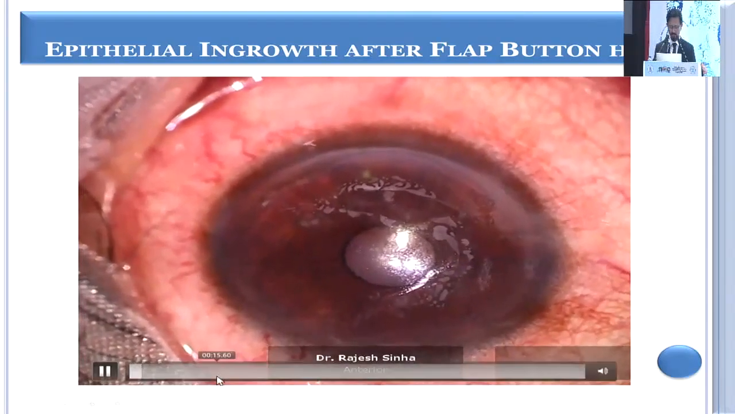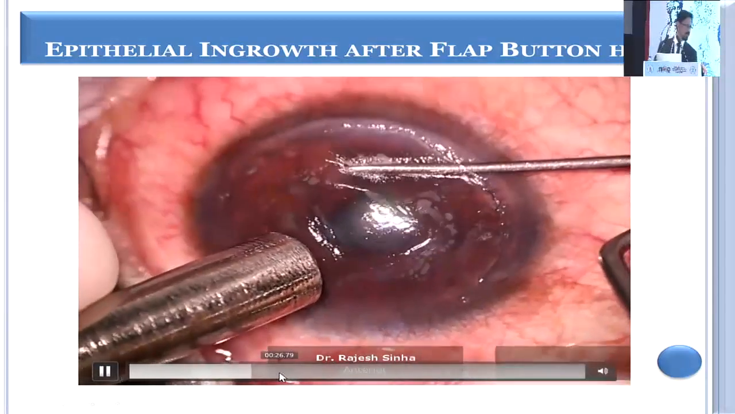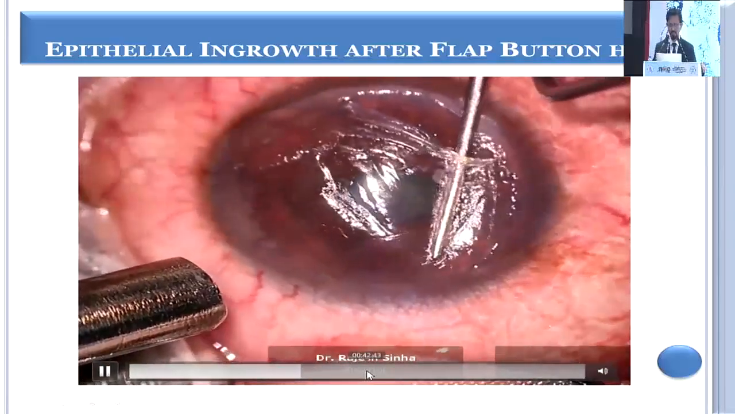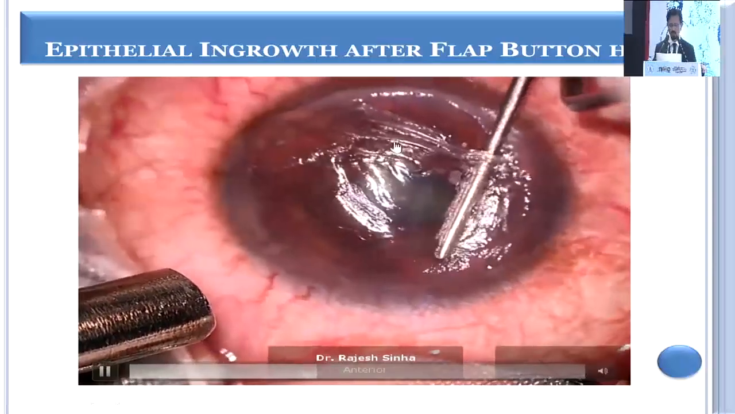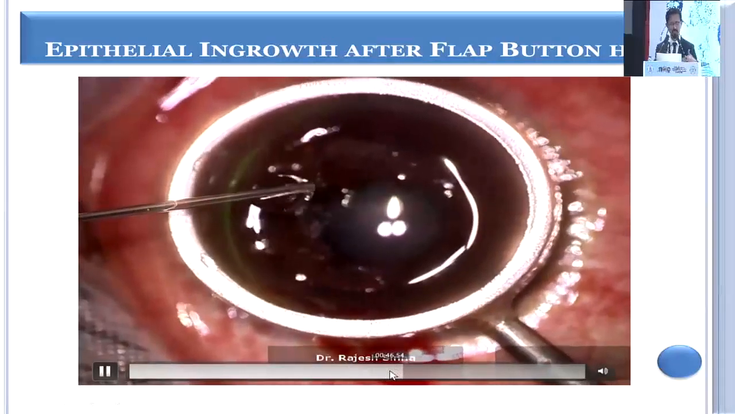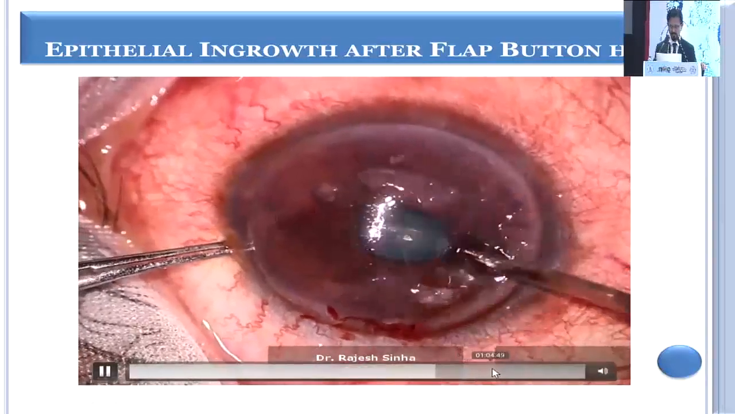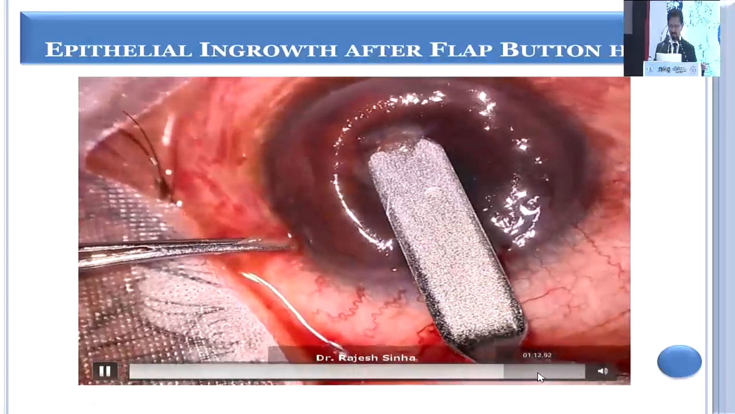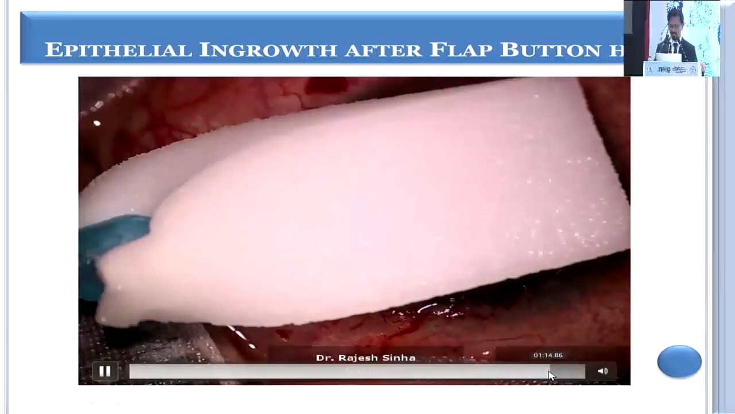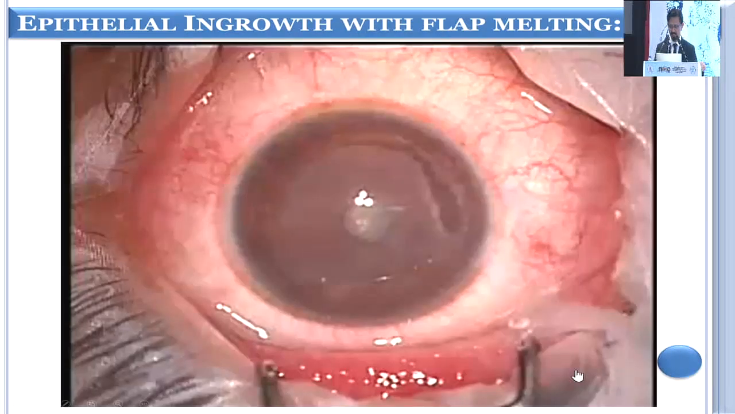This is the flap buttonhole through which the epithelial ingrowth has happened. So in such a case, you should not reposit the flap. Remove the epithelium completely. I'm using alcohol to soften the adhesion of the epithelium, and then with the help of a lamellar dissector, removing this part of the stroma that is there, the island, and then mitomycin C has been used, and you put a bandage contact lens.